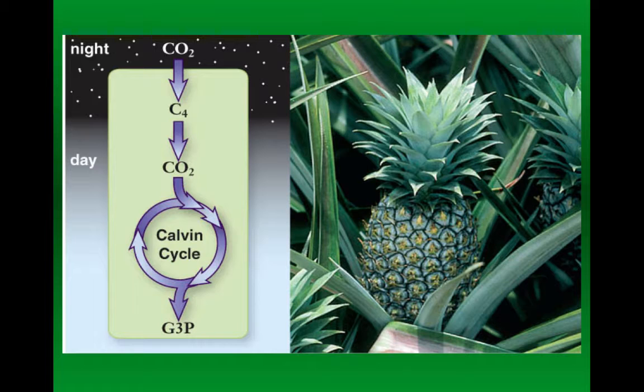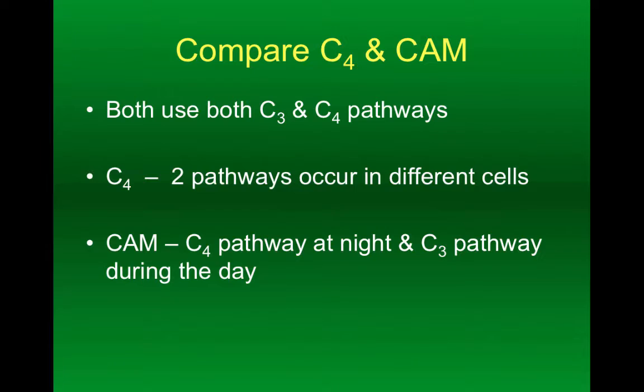They do their breathing at night, they hold their breath during the day, they dump O2 at night, they breathe in CO2 at night, and then they use that CO2 all the next day. All right, so just to compare these three pathways, again, just to reiterate, all these plants use the Calvin cycle, they just do it at different times or in different places. Right? C4 and CAM still use C3.